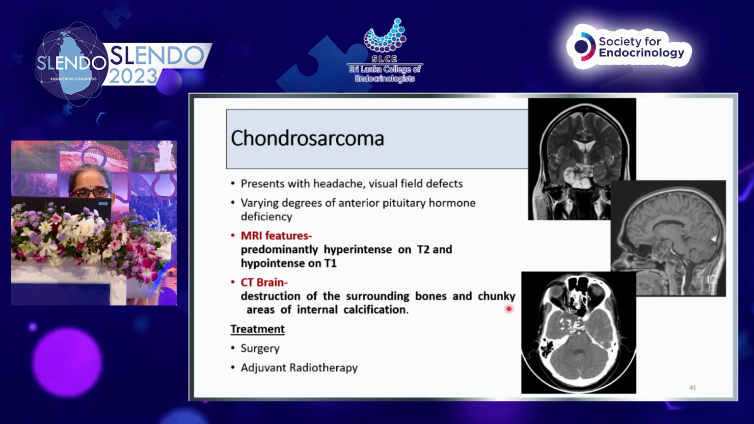Chondrosarcomas are again another rare tumor arising in this region. They are predominantly hyperintense on T2 weighted MRI and hypointense on T1. And on CT, you can see destruction of the surrounding bones with chunky areas of calcification. Treatment again is with surgery and adjuvant radiotherapy.